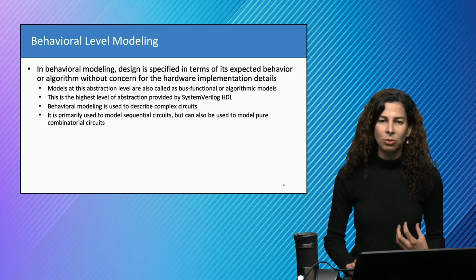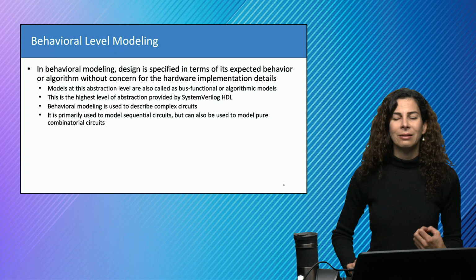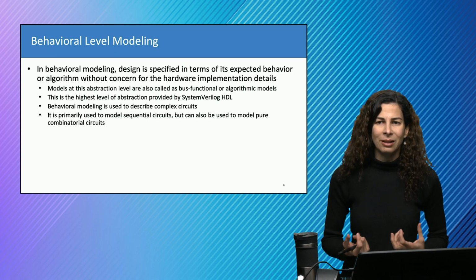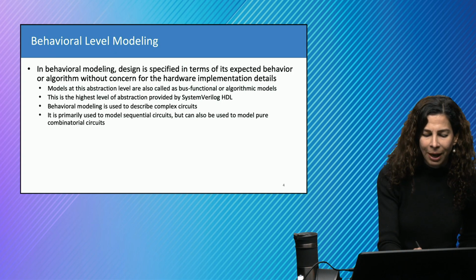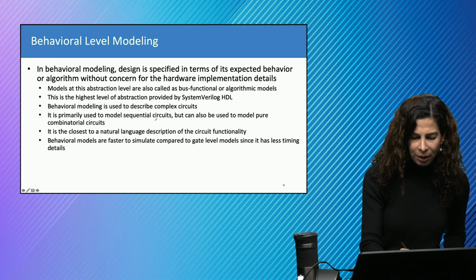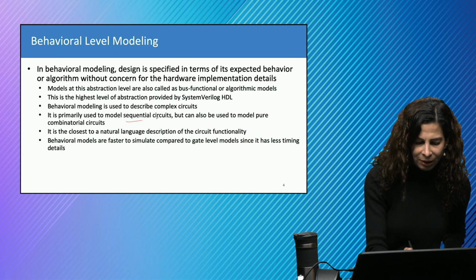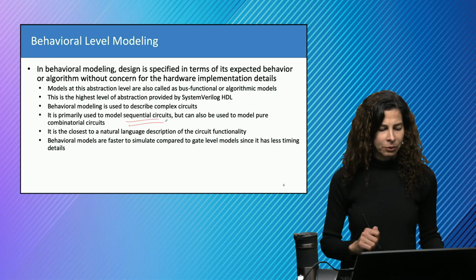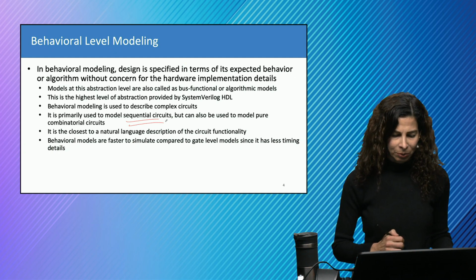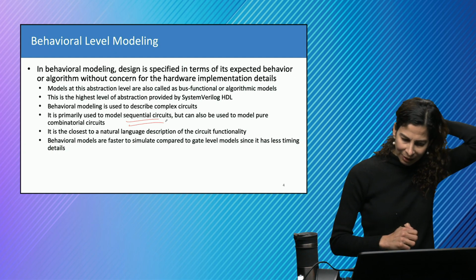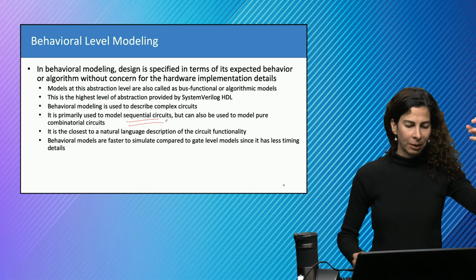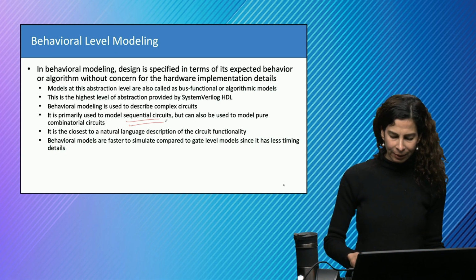We could use this to describe complex circuits, and we typically use it because they are complex circuits, and we've already discussed that complex circuits have to be sequential. This is what we use here. We make the sequential logic using this, and this is the closest to the natural language description of the circuit functionality. And behavioral models are usually faster to simulate because it's a higher level model and doesn't go into all the details.